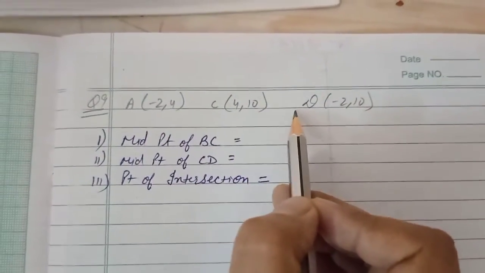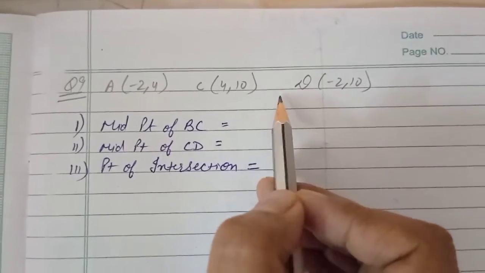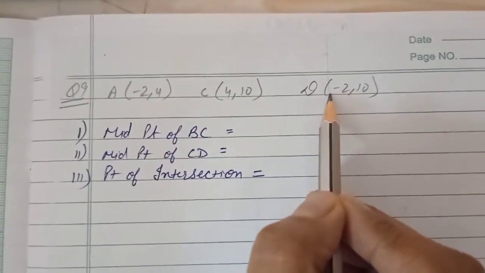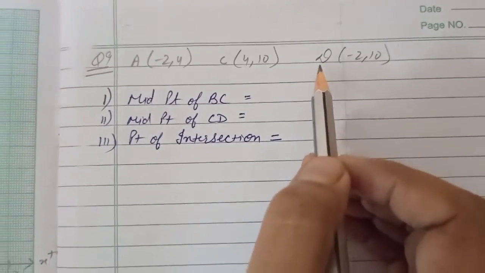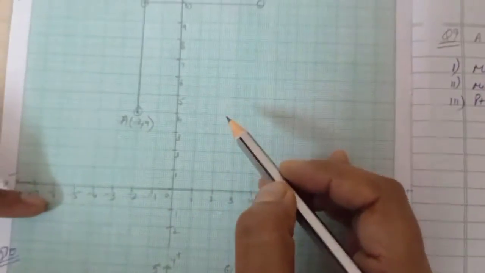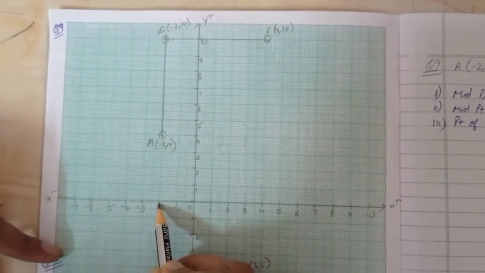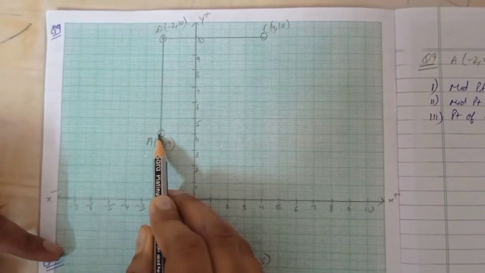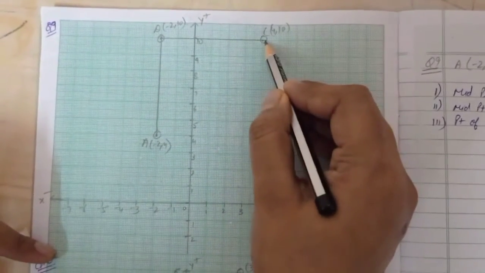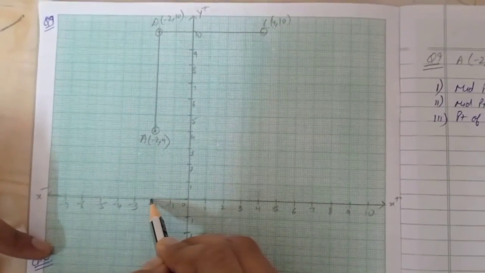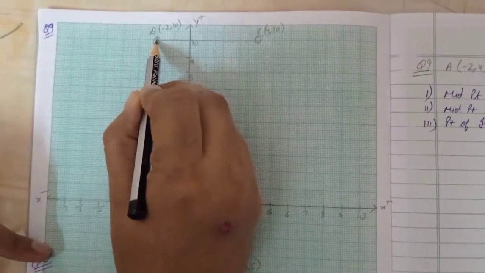Question number 9, students. These are the coordinates of a square. Use the graphical method to find the coordinate of the 4th vertex. 3 vertices are given and you are asked to find the 4th vertex. So for that, let us plot these points on the graph. Look here. Minus 2 and 4. See, minus 2 of x and 4. Coordinate is here. Then 4 of x and 10 of y. C is here. Then minus 2 and 10. See, minus 2 and we have to move up to 10.